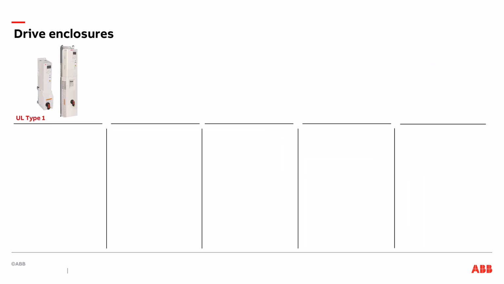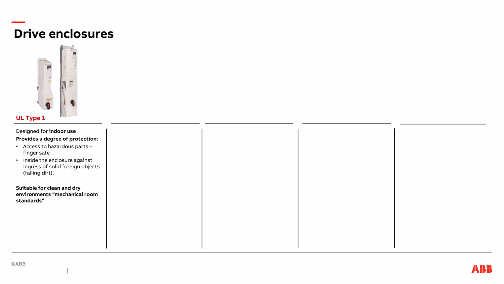Let's discuss the different enclosure options for the ACH580 drives. We'll begin by looking at the UL Type 1 enclosure. This is designed for indoor use. It is finger safe and prevents the ingress of objects and falling dirt, but is best applied in clean and dry environments like a conditioned mechanical room.